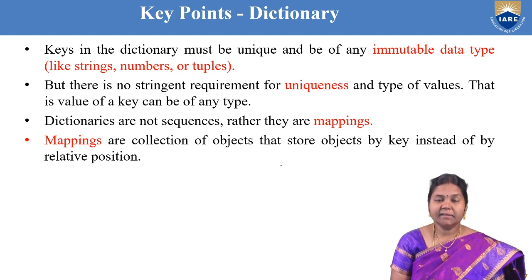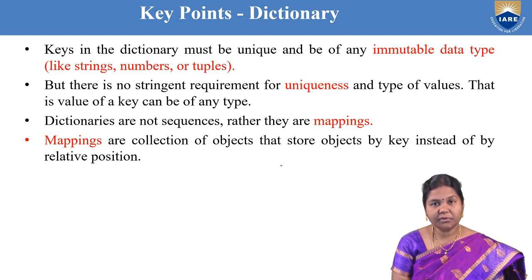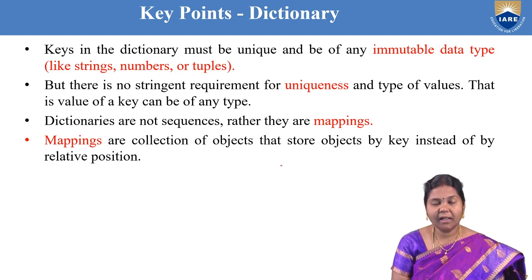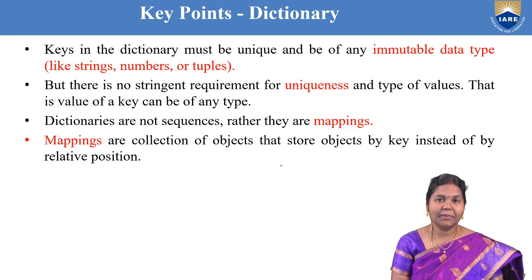Dictionaries are not sequences, but rather they are mappings. So what is a mapping? Mapping is nothing but a collection of objects that store the objects in terms of key value pairs, where each key is associated or mapped with a single value or a set of values. That is the meaning of mappings. So dictionaries are mappings, but not sequences. Please remember this key point.